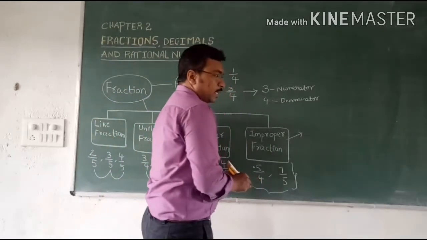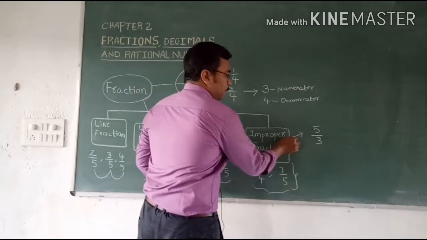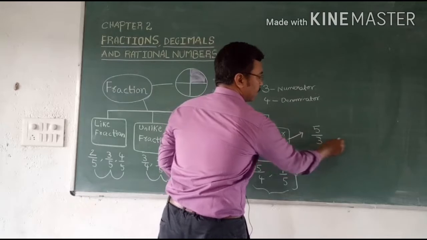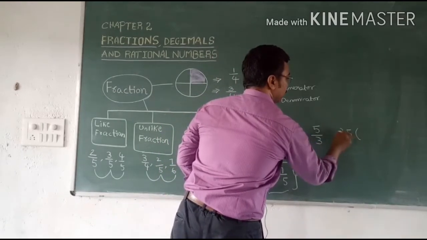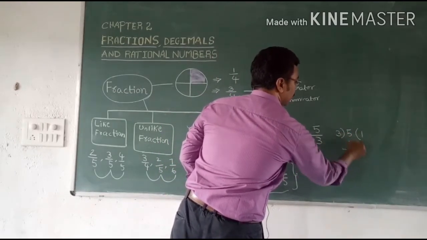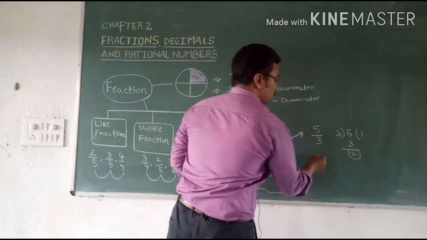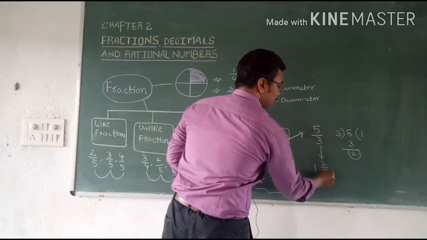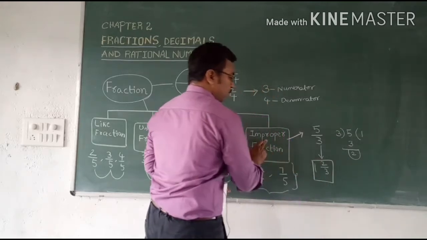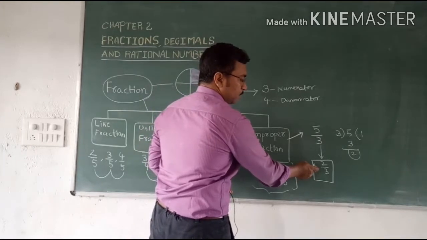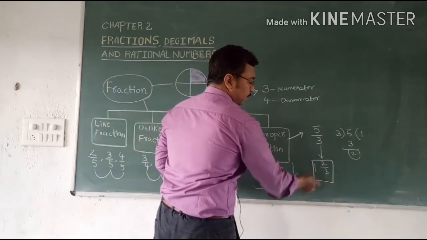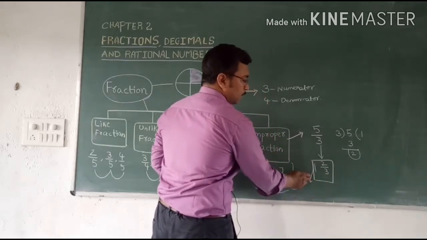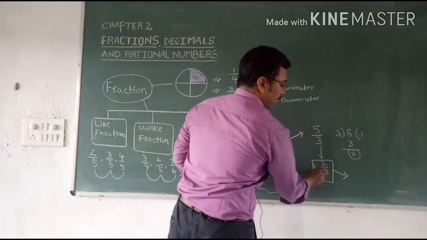Every improper fraction can also be expressed as a mixed fraction. See here, 5 by 3. I am dividing 5 by 3. 3 ones are 3. 5 minus 3, remainder 2. So I am writing this 5 by 3 as 1 and 2 by 3. So every improper fraction can be expressed as this type of mixed fraction, 1 and 2 by 3. In this 1 and 2 by 3, 1 is the integral part and 2 by 3 is the fractional part.